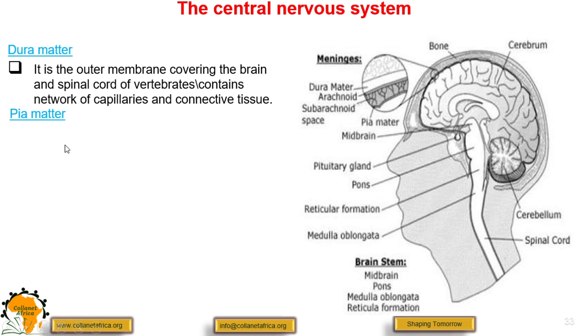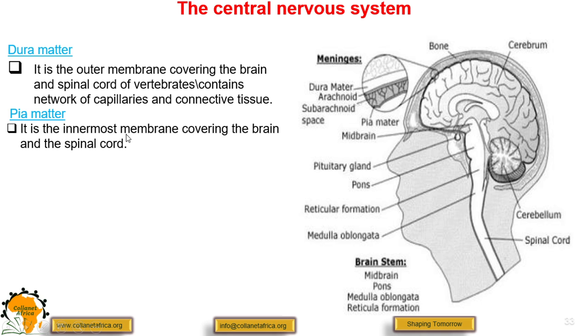Pia mater is the other part, and it is the innermost membrane covering the brain and the spinal cord. So it is the innermost. You can see it is found on this part. It possesses lymph vessels and blood capillaries. So these ones are just for transportation.